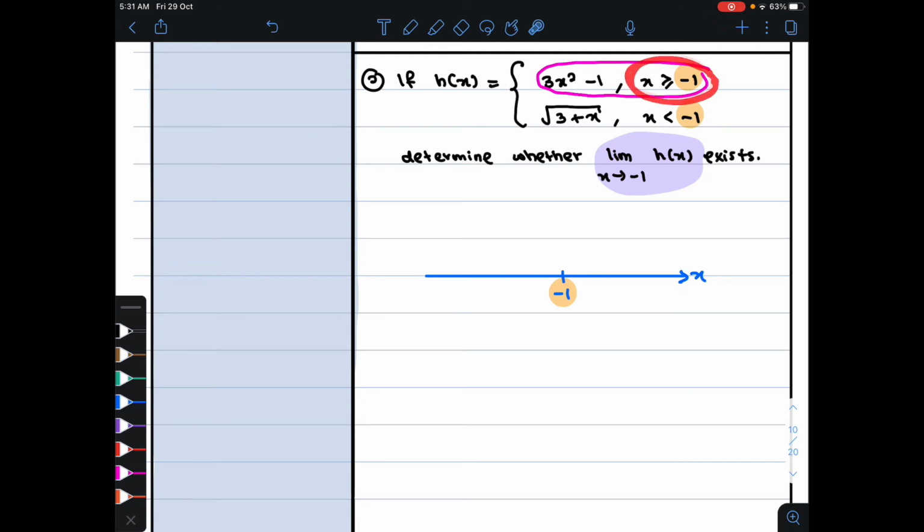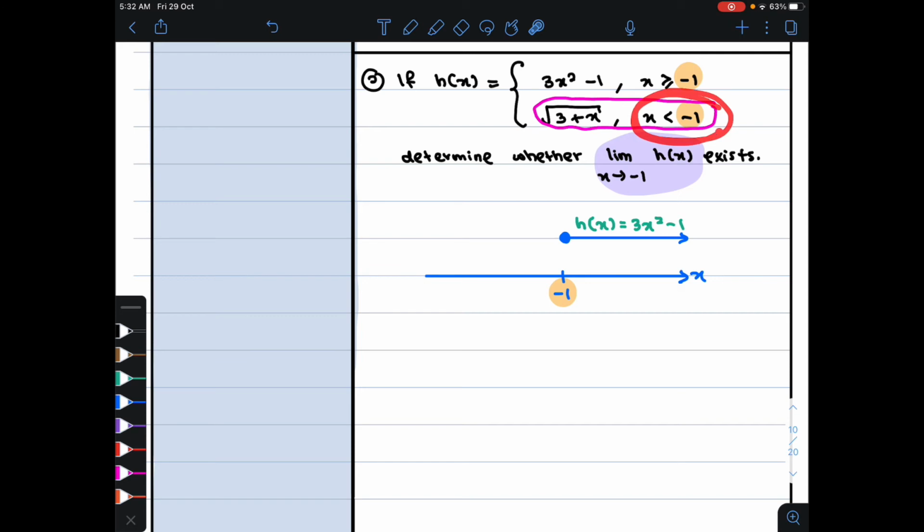As x is more than or equal to -1, we're going to have a dense circle. And as it is more than or equal to -1, it means it goes to the right hand side. And for this area, the function h(x) is 3x squared minus 1. Now let's do the second row.